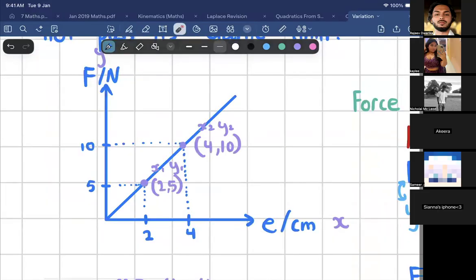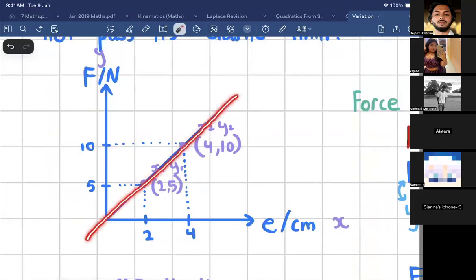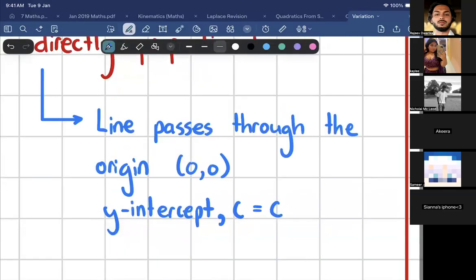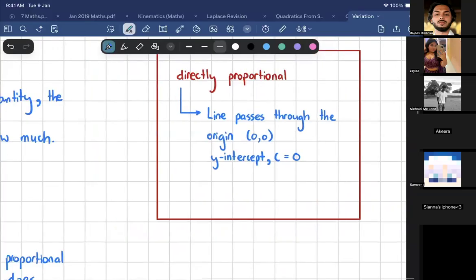Check it out over here. So this line over here passes through 0, 0. Zero? Yes, because it cuts both the x and the y-axis at 0. So the x-intercept is 0 and the y-intercept is 0. So the y-intercept is going to be 0. Cool.